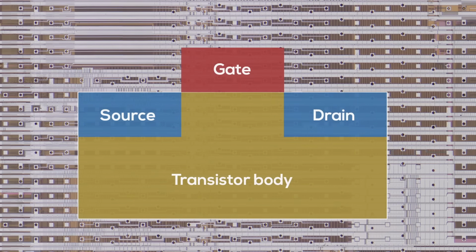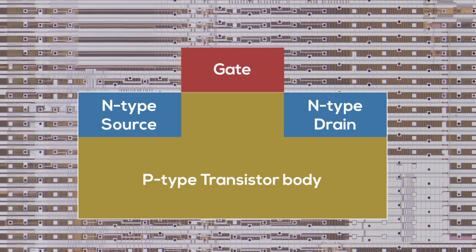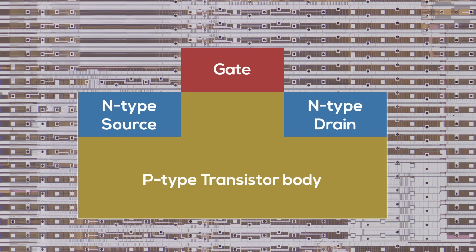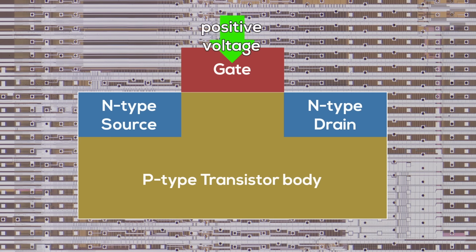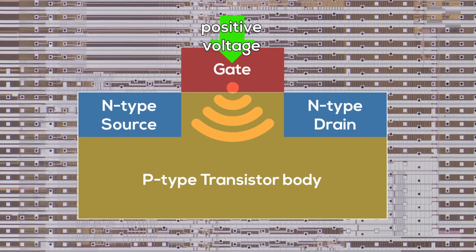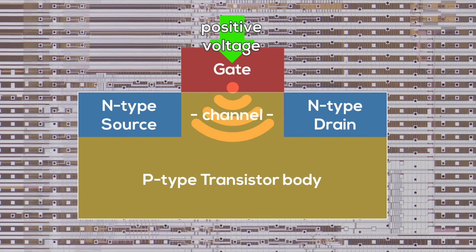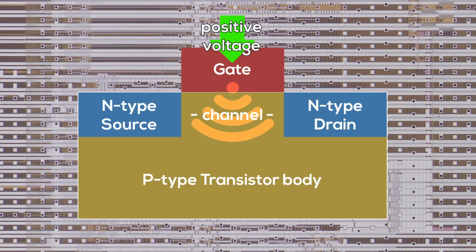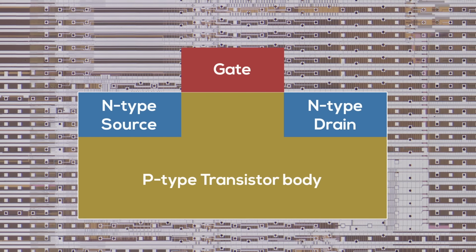A N-type or NMOS transistor uses N-type material in the source and drain regions of the transistor, while the body of the transistor is made out of the opposite P-type material. If you apply a positive voltage to the gate, it emits an electric field that attracts the electrons inside source and drain, which then forms a channel and lets the current flow through the P-type material. If you turn the gate off, the electric field stops and the flow of current stops too.